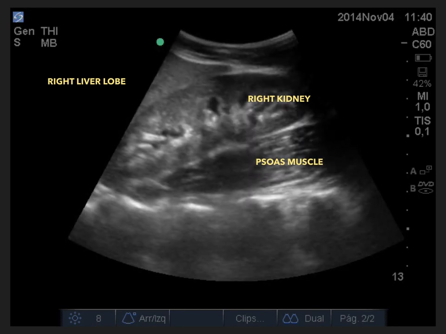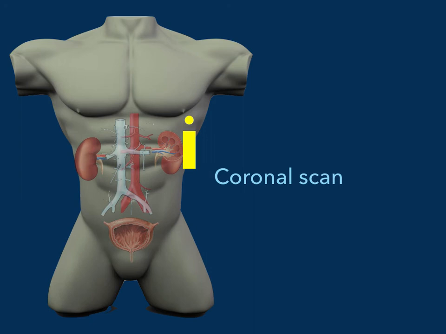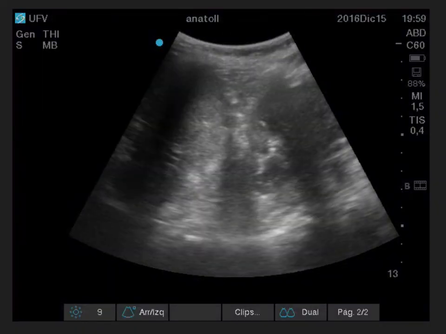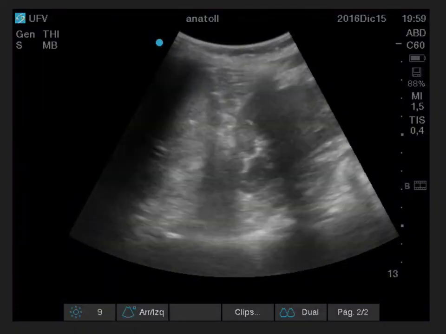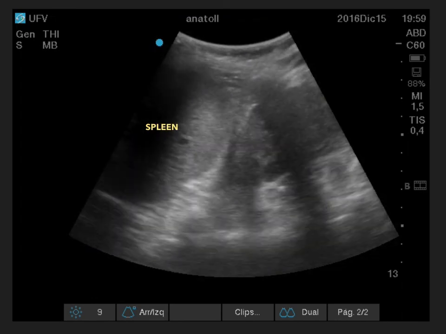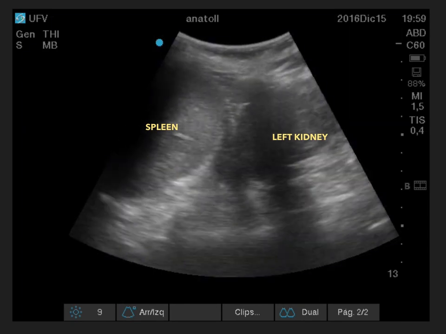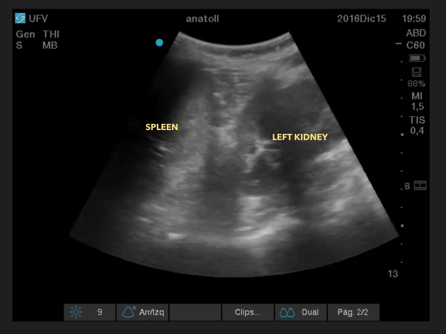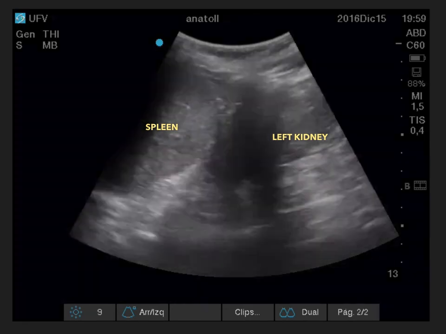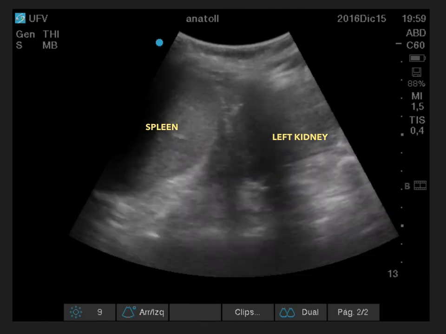If we move to the other side, remember that the left kidney is a little bit more superior and a little bit more posterior than the right kidney. So probably the place to put the probe is the posterior axillary line, to see an organ-like structure, which is the spleen, and the left kidney. All of these shadows are coming from the ribs, because the left kidney and the spleen are a little bit more superior, so they are actually in the thorax, surrounded by ribs.